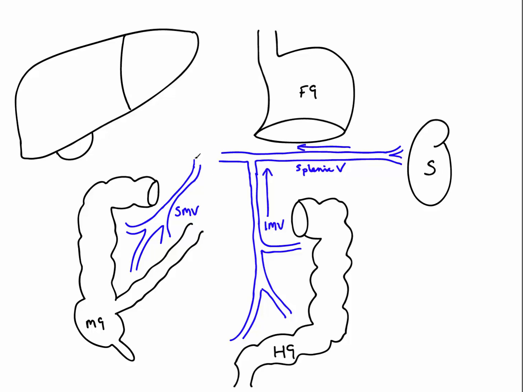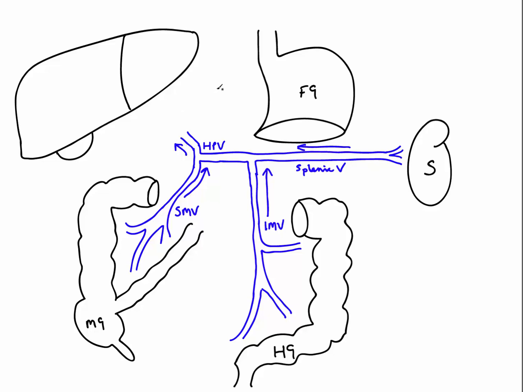The superior mesenteric vein unites with the splenic vein posterior to the neck of the pancreas. And by doing this, it forms the hepatic portal vein. So the hepatic portal vein is formed posterior to the neck of the pancreas by the union of the splenic vein and the superior mesenteric vein. So blood coming up in this direction from the midgut meets blood from the splenic vein in this direction. We then have the hepatic portal vein that is going to head towards the liver.